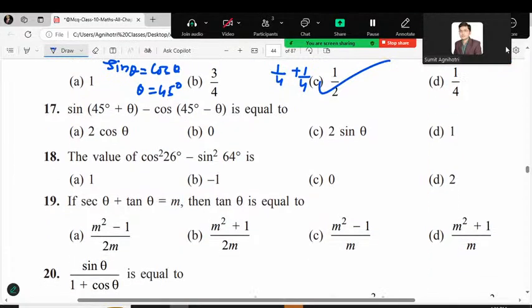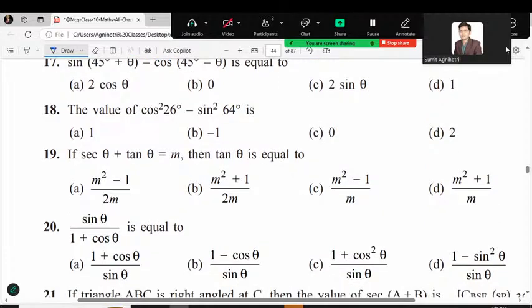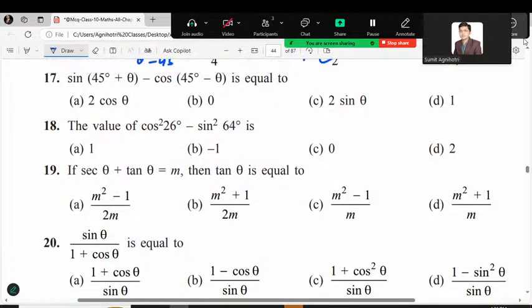I want you to attempt these. 17, 18, 19 and 20. I am giving you 5 minutes to attempt these 4 questions. Then I will start explaining.